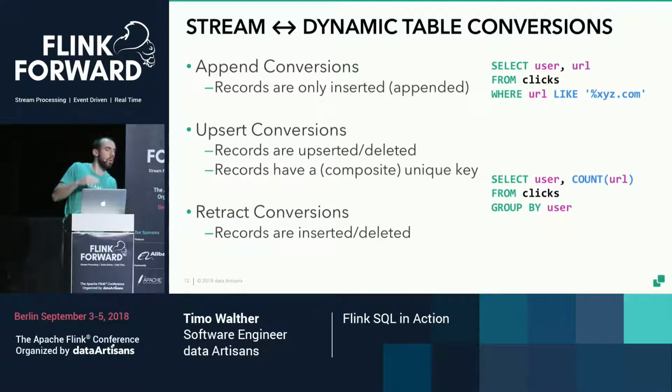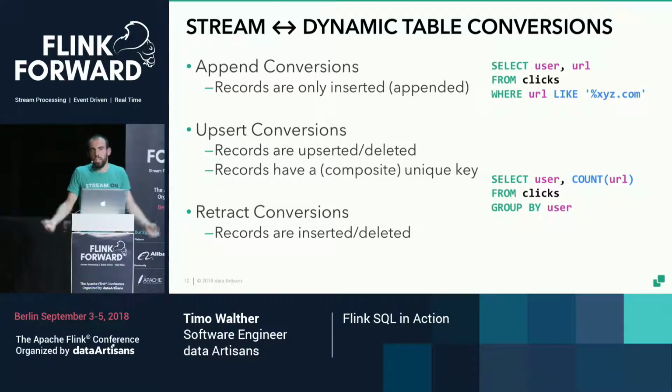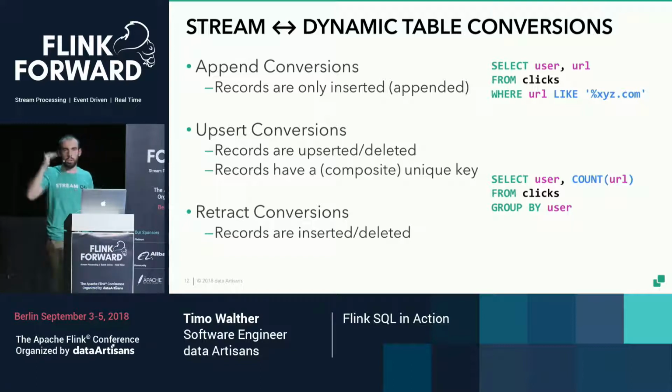If you look at how the stream and dynamic table conversions happen, there are actually 3 different types of how you can convert streams and tables. For example, in the upper right query, we have a very simple select from where statement. This statement is just an ETL statement, so we don't produce any deletions. So we are always consuming a row, transforming this row, and then inserting it to the downstream operator. We call this the append conversion. If you think about it like a table, then you would only append rows to this table, basically.